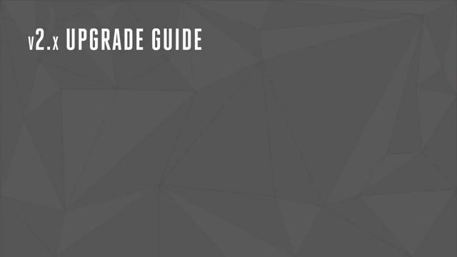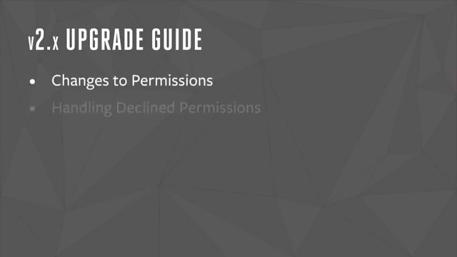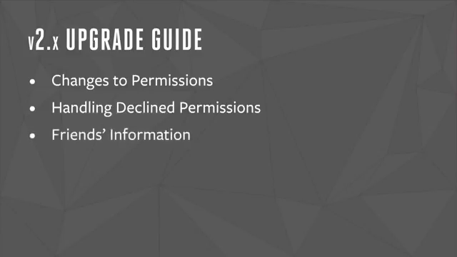Graph API V2.0 and above contains some important differences from the previous API. Let's look at the key points. Changes to how some permissions work. How to handle declined permissions in the case where people using the new login dialog choose to decline one or more of the permissions your app is requesting. Changes to how your app accesses friends information. And lastly, app-scoped user IDs.